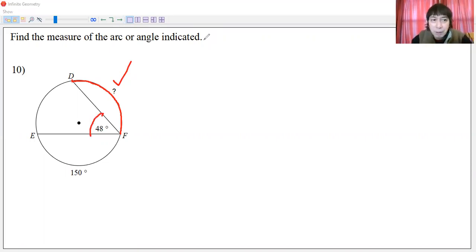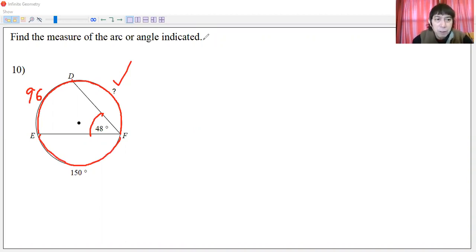When doubled, that will be the measure of this arc ED. So that means 48 times 2 is 96. That will be our arc ED. Now, we have another given arc FE that's given at 150. All right, let me draw my arc properly, a little closer to the circle. All right, that is 150, okay?